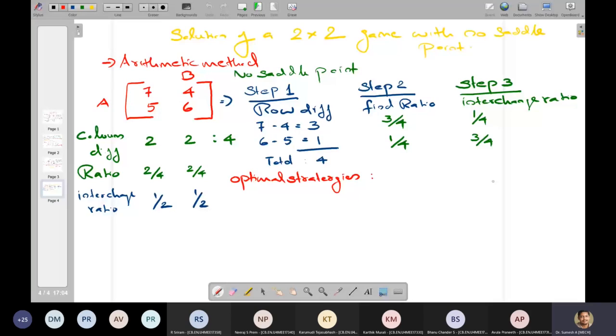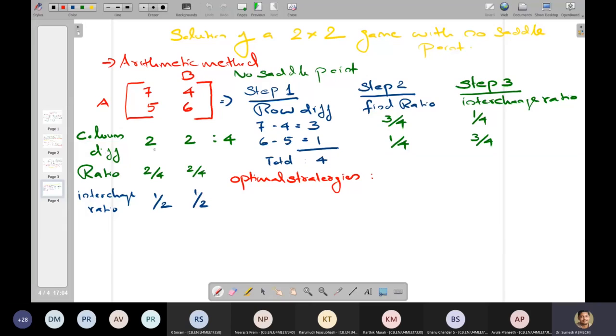You have to find the row difference and total it. Then divide by the total to get the ratio, and interchange the ratio. In the same way, you can determine the column difference, find the ratio, and interchange the ratio. This is only possible for a 2 by 2 matrix, that is, equal rows and equal columns. If it is only a 2 by 2 matrix, you can solve it using this method.